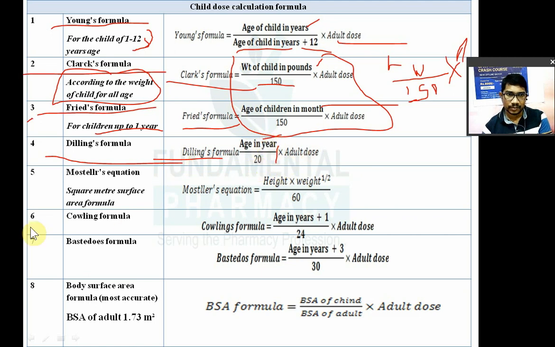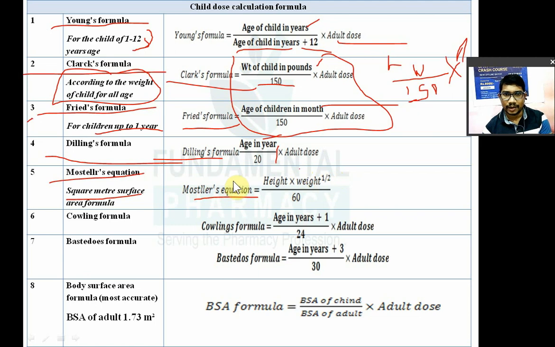Then Mottler's equation, or Mottler's formula, is also there. It is a formula for calculating the child dose based upon the surface area. It is also known as the square meter surface area formula. So Mottler's equation is equal to height into weight, raised to 1 by 2.